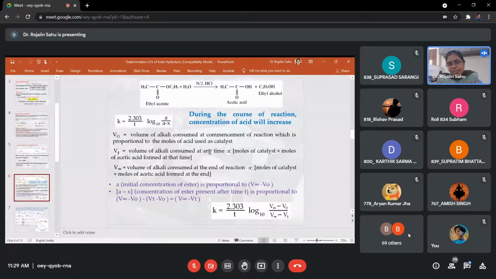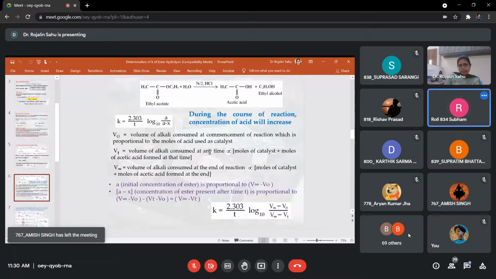Okay, so can you please tell me what you mean by V infinity? Because V0 and Vt I have explained. What is V infinity? Any of you can tell me what is V infinity here? Volume of sodium hydroxide. Yes, ma'am, for a sample of reaction, at T equal to infinity. Volume of sodium hydroxide at infinity time.